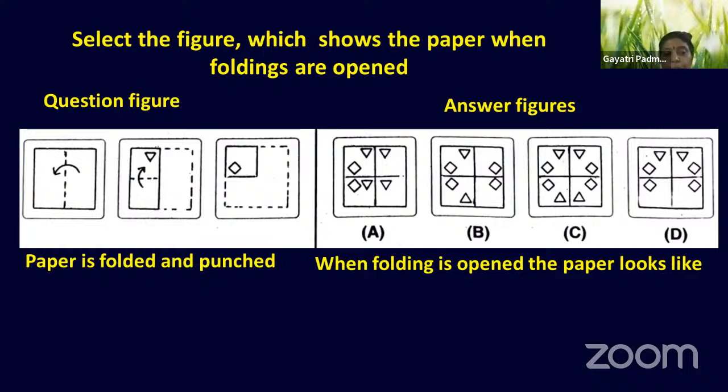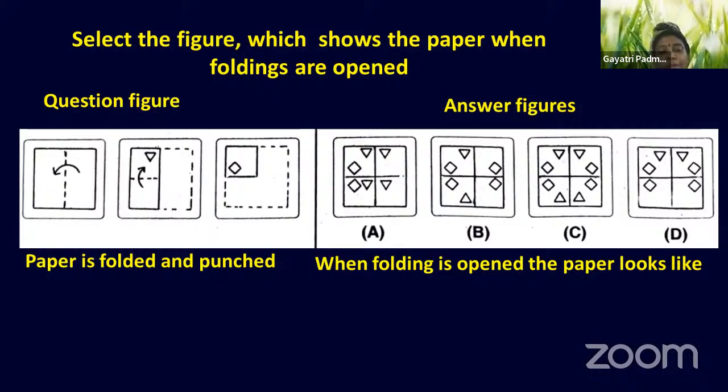The paper is folded in the first figure into half, right? And after that, there is a punch done on the top side. And then you can see in the third figure how it is folded. Now after the folding is opened, how does the paper look? Is it option A, option B, option C, or option D?